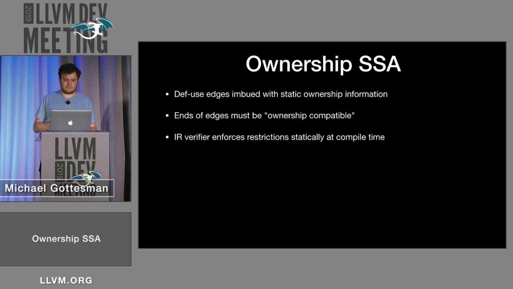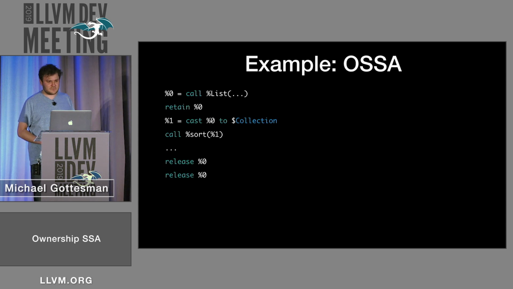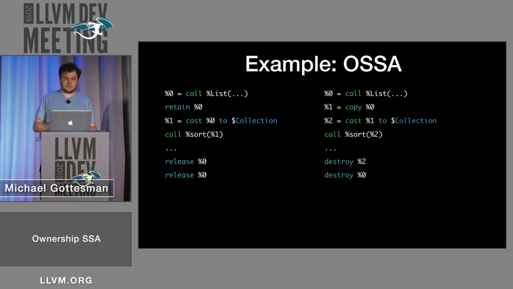And finally, this IR model defines a static contract in between the front end and the optimizer to prevent these sorts of semantic approximation bugs that I mentioned before, allowing for both the front end and the optimizer to be more expressive and correct. All right, let's go back to our original example and convert it to OSSA.